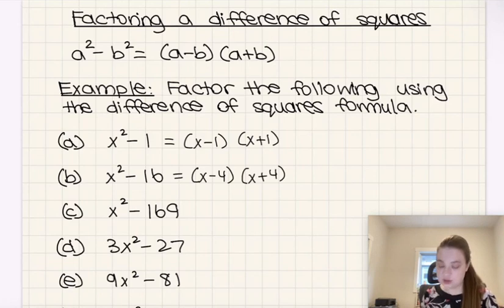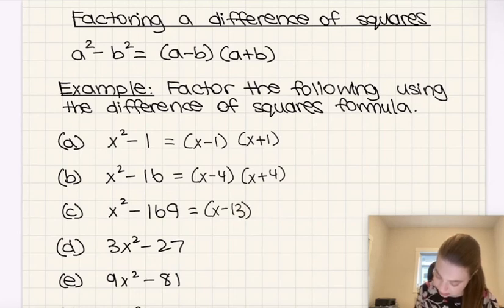Okay, what about x squared minus 169? So recall that 13 squared is 169. Therefore, the square root of 169 is 13. So this is going to be x minus 13 times x plus 13.